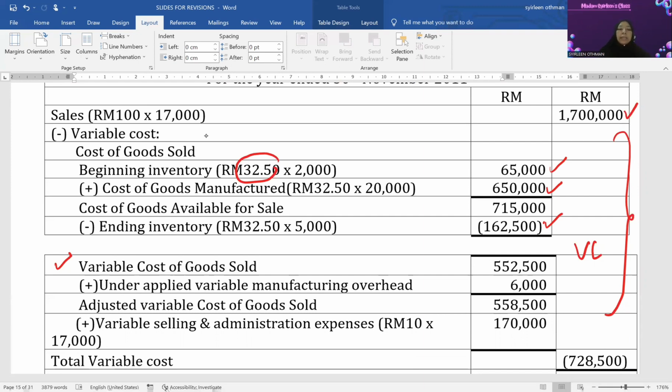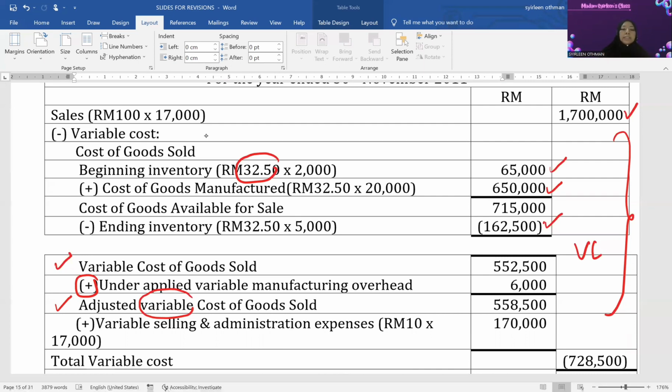So you will be doing the adjustment after you've calculated your variable cost of goods sold. So earlier I got under applied variable manufacturing overhead with the amount of 6,000. So dalam soalan ni kita akan tambah that 6,000 into your variable cost of goods sold, and you are able to get the adjusted variable cost of goods sold. Okay, so the slight difference between the absorption ialah perkataan variable ni, because we are segregating the variable cost and also the fixed cost in this statement.